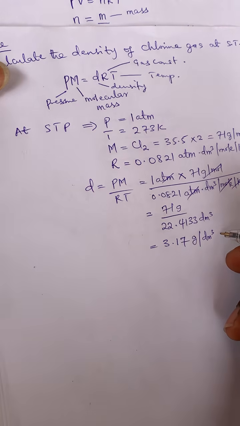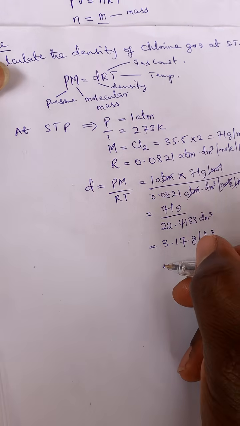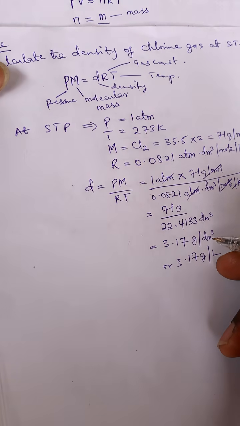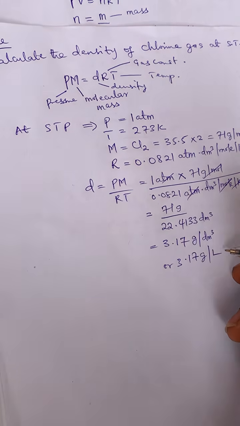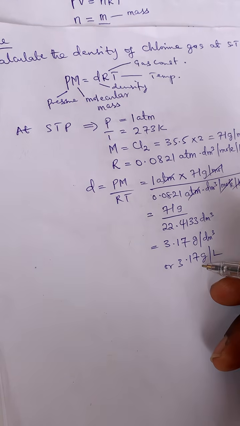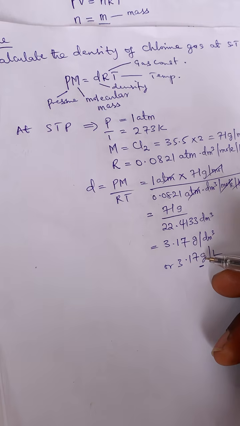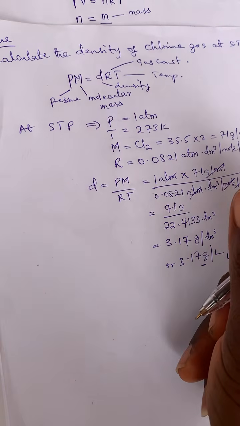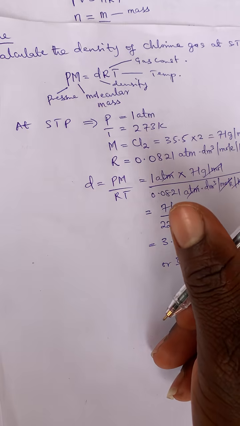Gram per dm cube can also be said as 3.17 gram per liter. Dm cube and liter are the same thing: 1 dm cube is equal to 1 liter. So of course you can see this is density, 3.17 gram per liter. This is mass over volume, which is density. So 3.17 gram per liter is the density of chlorine gas.